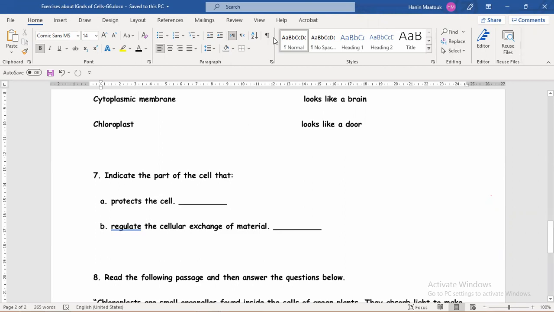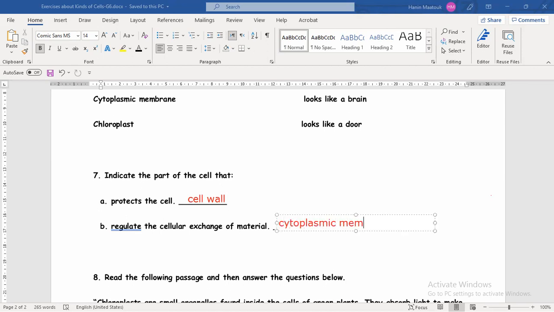Which part protects the cell? It is the cell wall, because the plant cell needs protection. So they have the extra membrane, which is the cell wall. Regulate the cellular exchange of material. Regulate: some materials are going out, others are entering the cell. So it is the cytoplasmic membrane.